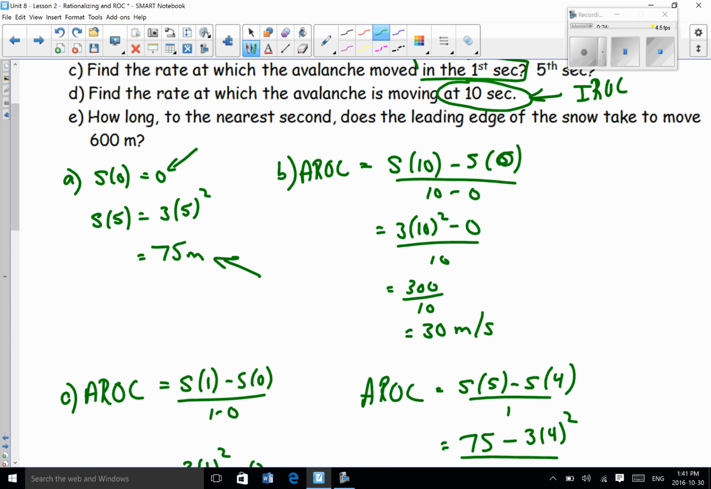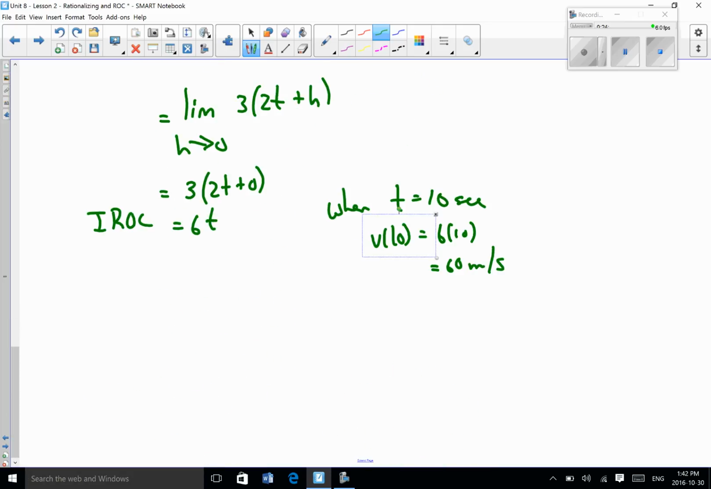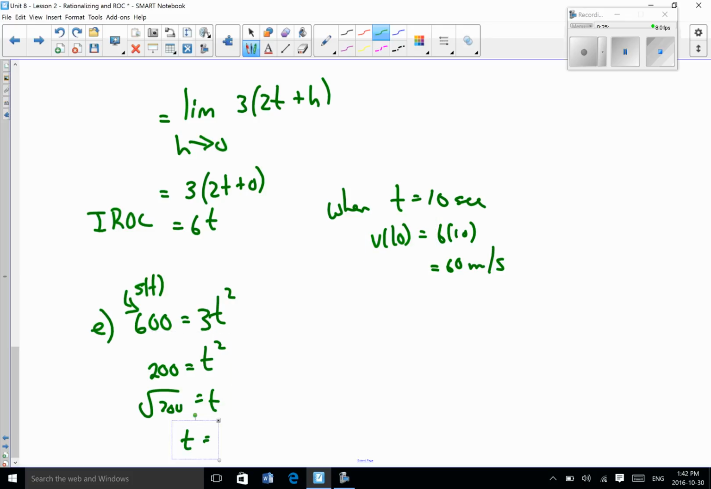Part E, how long does the leading edge of the snow take to move 600 meters? Well, that's not a speed, that's a distance. So I'm going back to my original equation and saying, okay, 600 meters, I want to know how long that took to happen. So this was our displacement, right? So that is 600 meters, so we can solve this. Divide both sides by 3, and then we square root it, and t will come out to approximately 14.1 seconds.